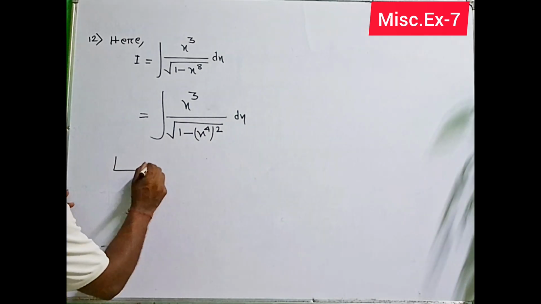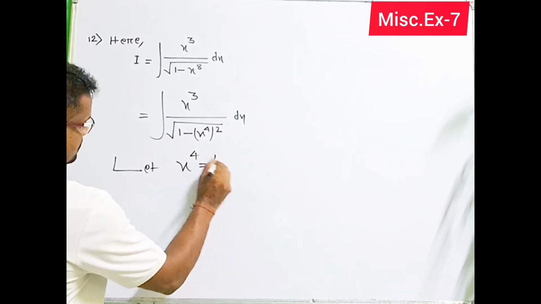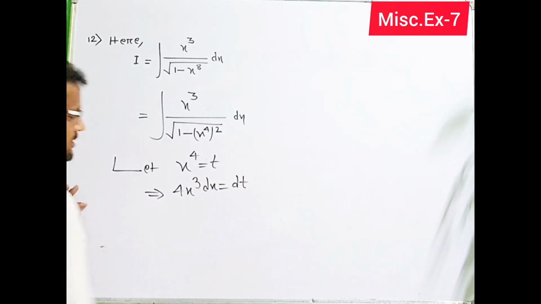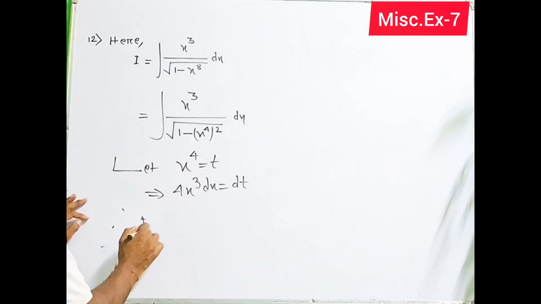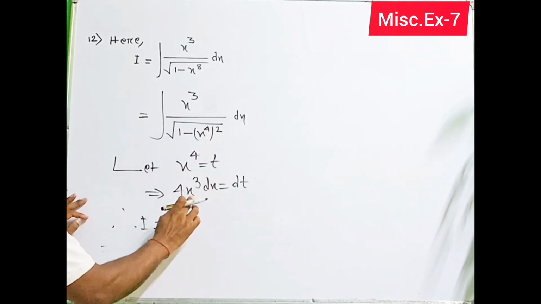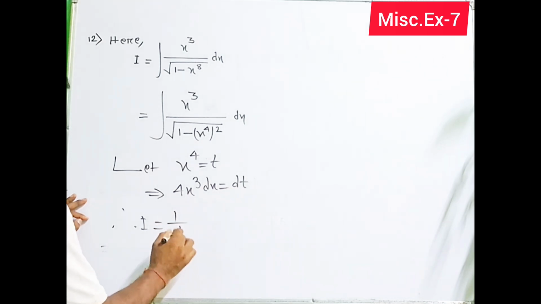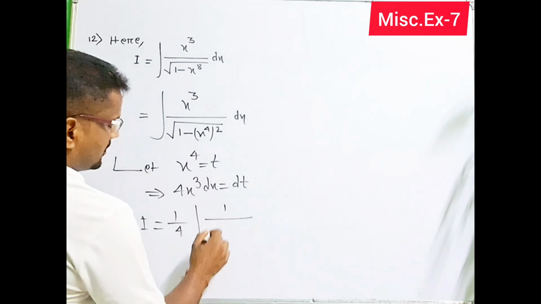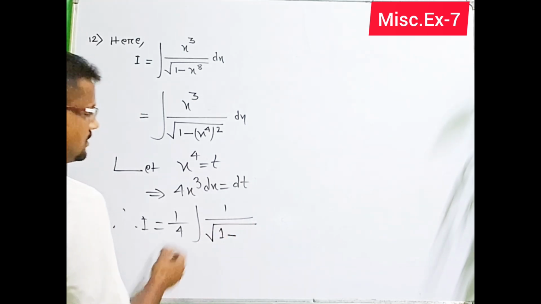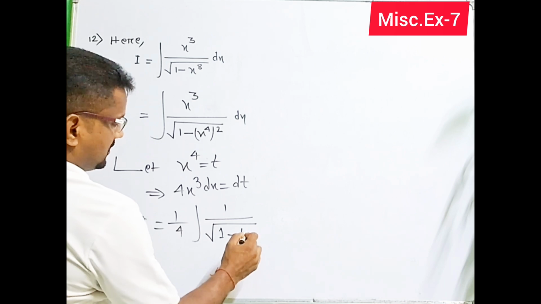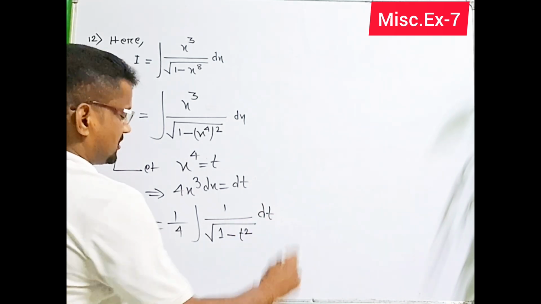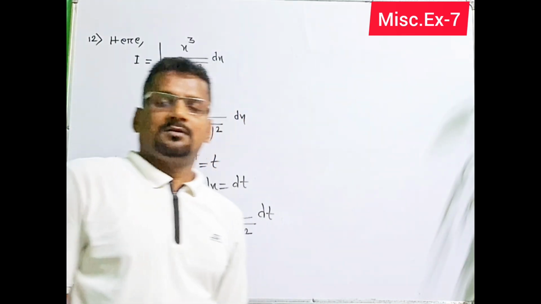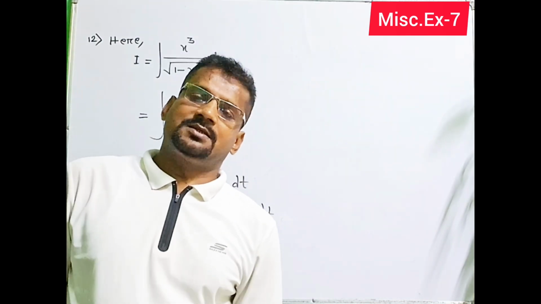So let x to the power 4 equal t. So 4x cube dx equals dt. So therefore I is what? I is your x cube dx. x cube dx is dt by 4. So let us write 1 by 4 outside of the integral sign. And 1 by under root over 1 minus x to the power 4 is what? t squared. And here it is with respect to t, that is dt. So it is 1 by root over 1 minus t square.